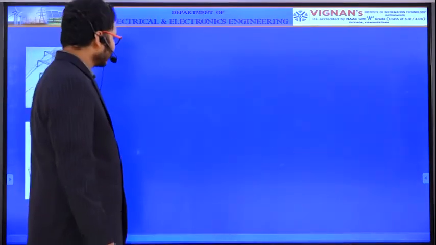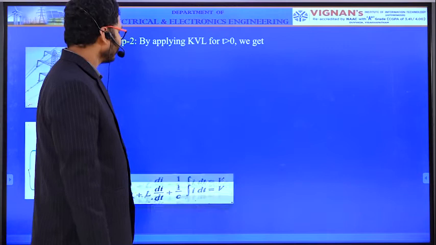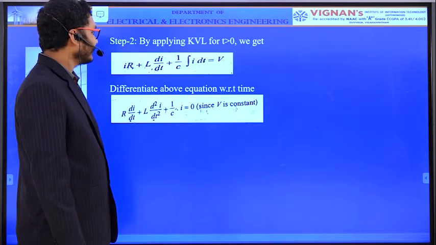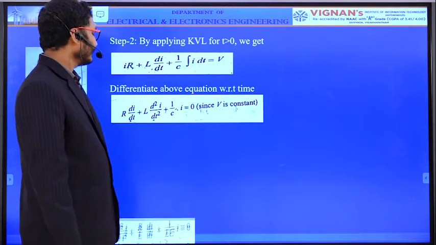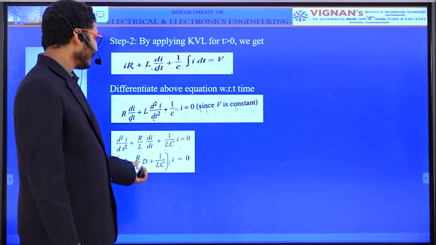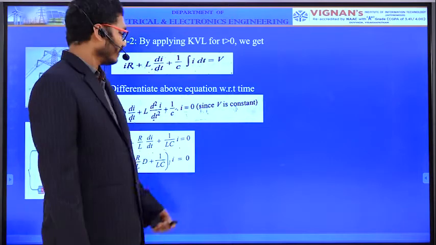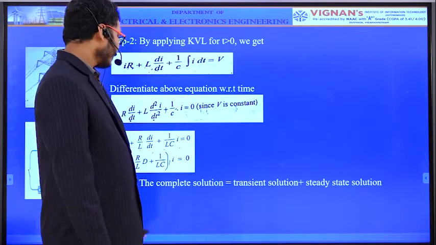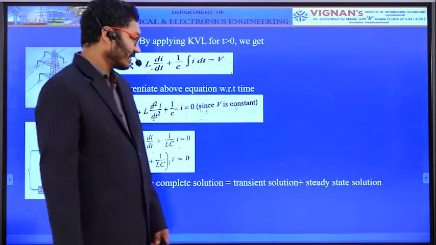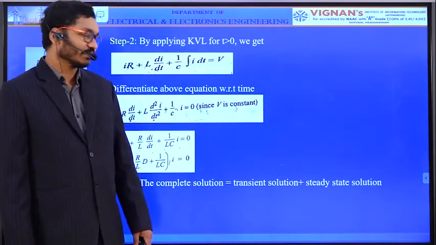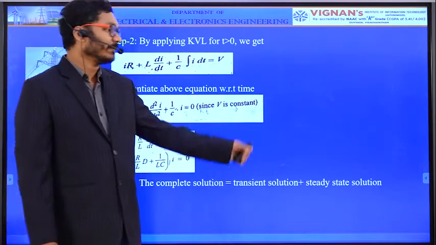Same thing I have explained here. So iR, L dI by dt plus 1 by C integral of i(t) dt, if you take the derivative you get this. By using the D operator method you finally get this. Now you have to solve this equation using the D operator method. The complete general solution equals the transient solution plus the steady state solution, that is, the complementary solution and the particular solution.